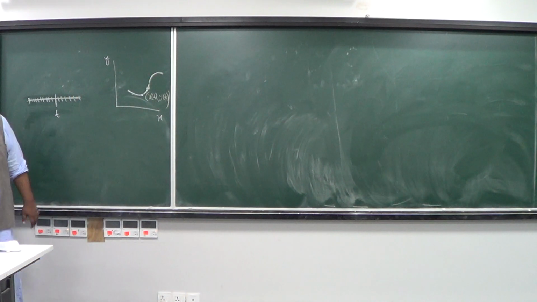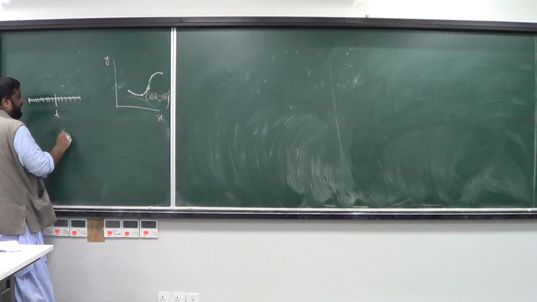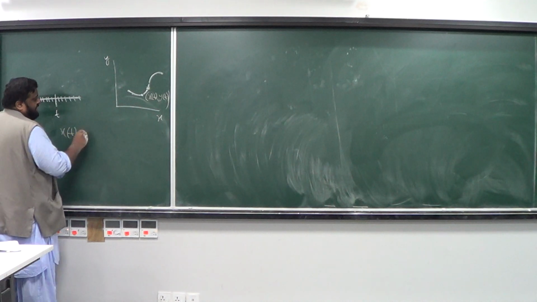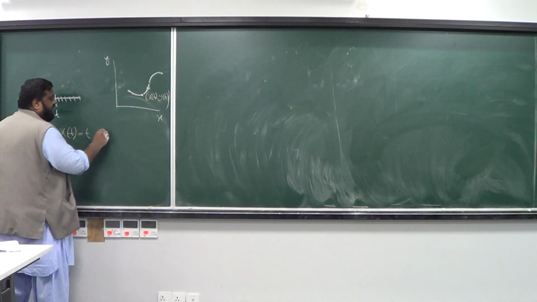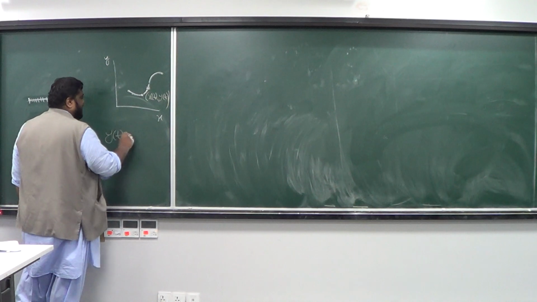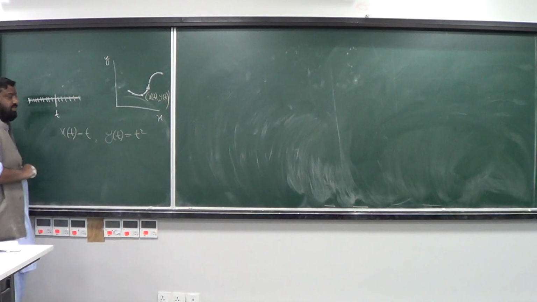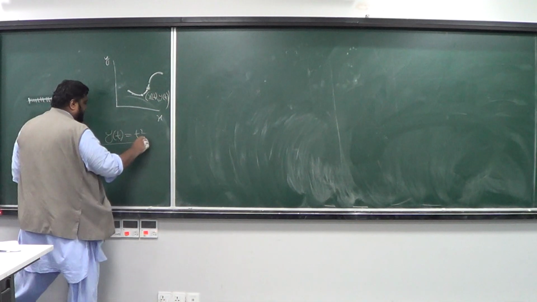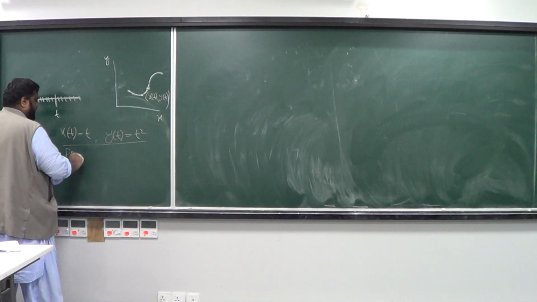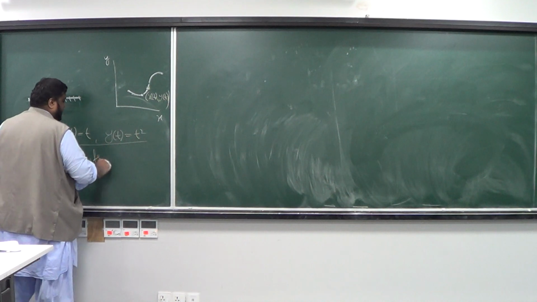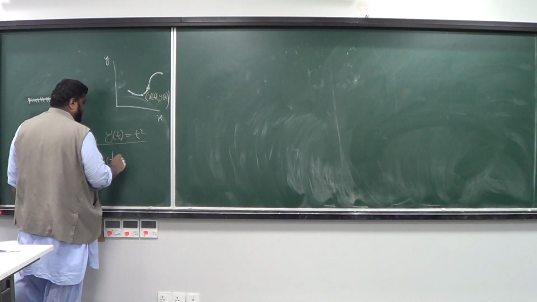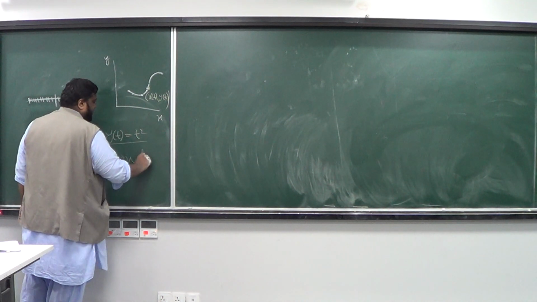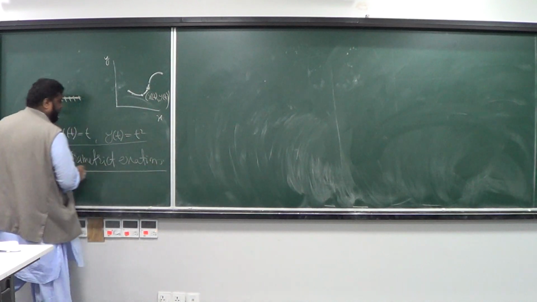So if x of t and y of t are, say, defined by some formula, for example, x of t is t and say y of t is t square, then these are called the parametric equations. These are called the parametric equations actually.